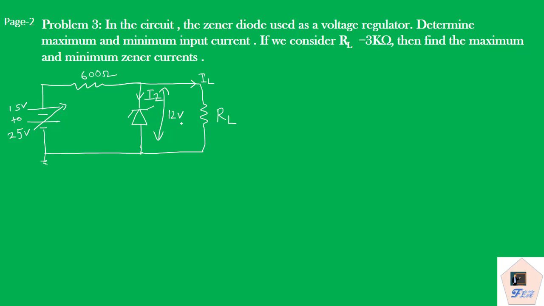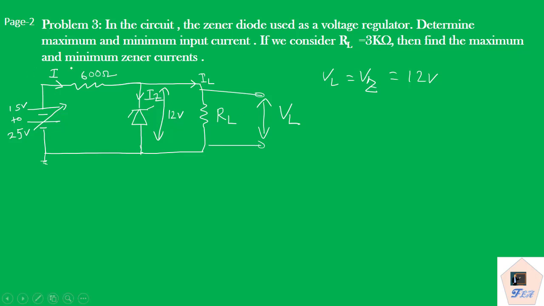So under these circumstances, we have to find the minimum and maximum value of the input current. So this is our input current I, which is getting branched here as IZ and IL, but it is given that the Zener breakdown voltage is 12 volt. So as a result of that, if we take output from here, the load VL, which is also equal to Vz, so that we have 12 volts.